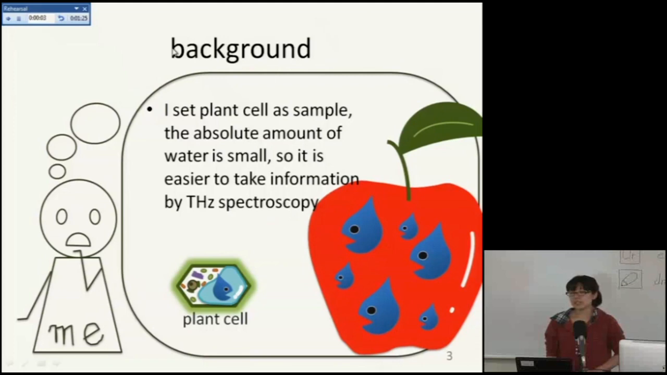So instead of that, I set plant cell as my sample. The plant cell also contains much water, but because the plant cell size is so small, the absolute amount of water is small too, and it is easier to take information by the terahertz spectroscopy than from the whole plants.